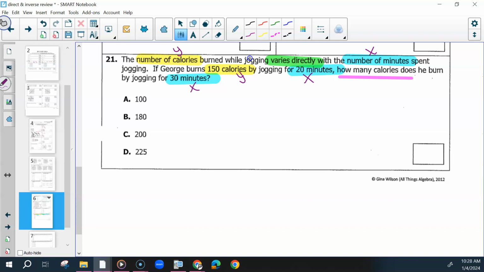What variable are we looking for? Y, the dependent variable. It says varies directly, so we're going to use all of the direct variation equations. K, how would we find it? 150 divided by 20. That equals 7.5. That would be calories per minute.